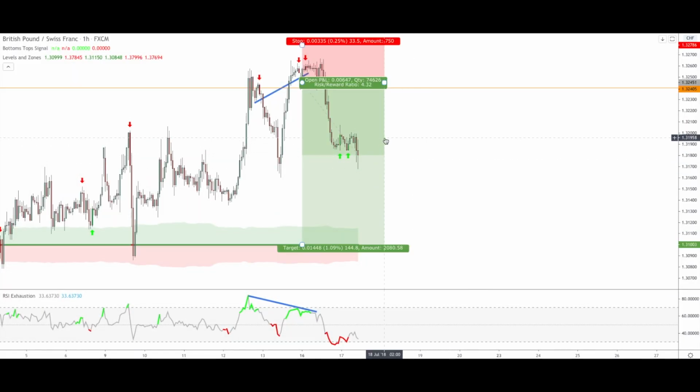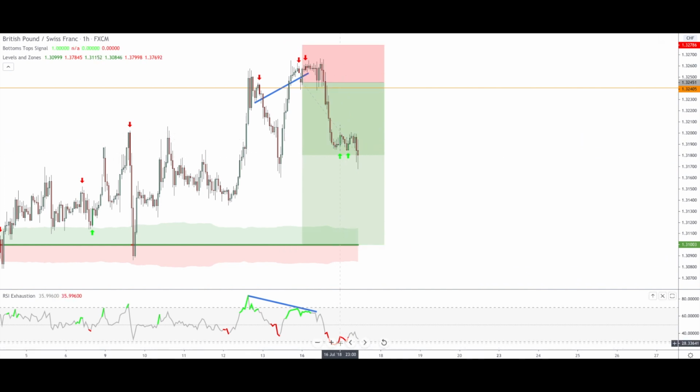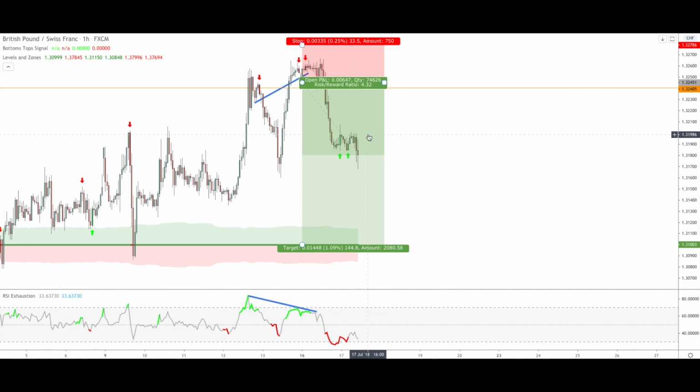Another update, guys. So we actually got two bottoms, a couple of bottoms here, and we also have a very slight divergence in the RSI. Okay, why did I not close the trade? Well, it's because of two reasons.